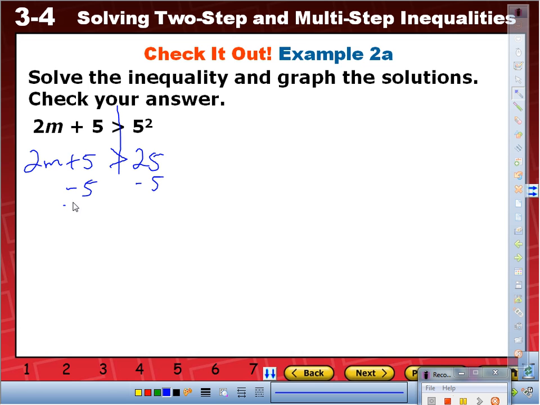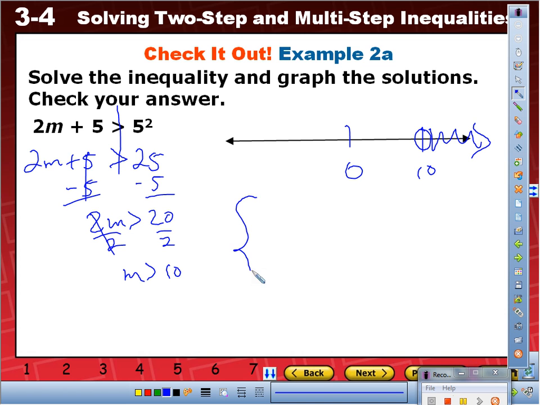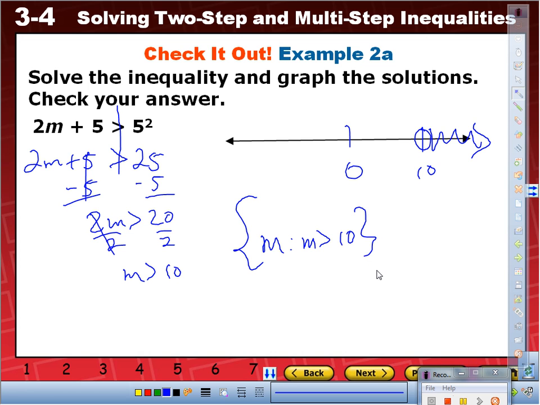Minus 5. 2m greater than 20. Divide by 2. Divide by 2. M is greater than 10. Our solution graph: 0, 10, open circle. What numbers are greater than 10? Everything to the right. Solution set are m's such that m is greater than 10. Hands if you got that by yourself.